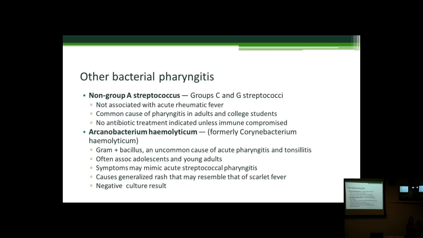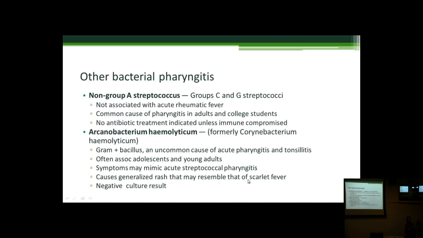hemolyticum is a gram-positive bacilli. It is an uncommon cause for acute pharyngitis and tonsillitis, associated with adolescent young adults, mimics streptococcal pharyngitis, and sometimes you will see a rash associated with this that resembles scarlet fever, but the cultures are typically negative for strep.